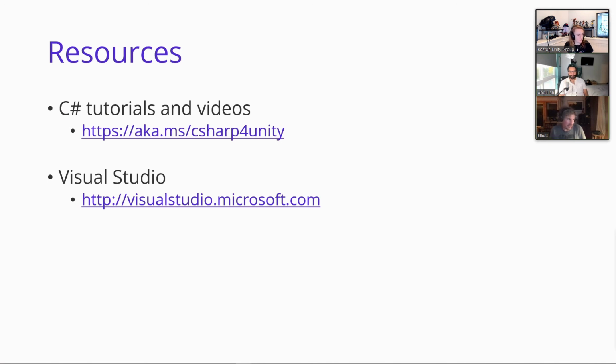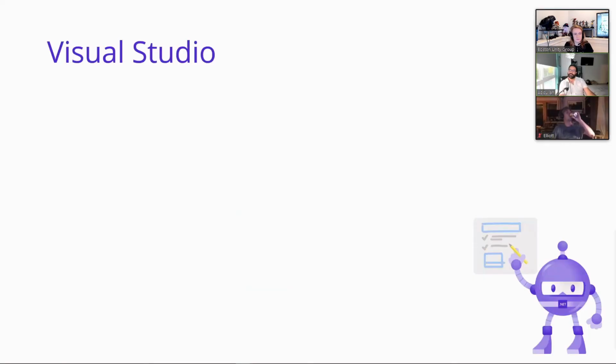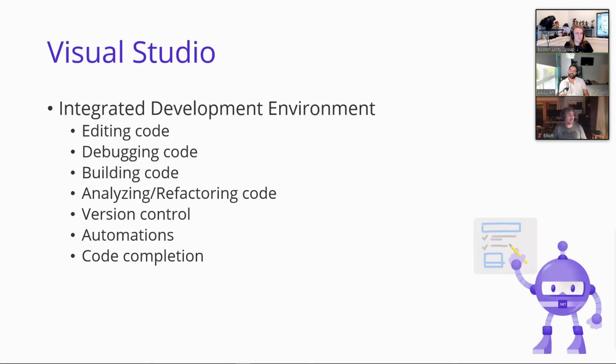Someone asked, what's the difference between Visual Studio and VS Code? VS Code is a code editor and not an IDE. An IDE comes with all of these different features, like I said, the automations. It comes with a code editor, code completion, debugging, building tools, analyzers, version control things. All of these things are integrated within Visual Studio and come ready out of the box.